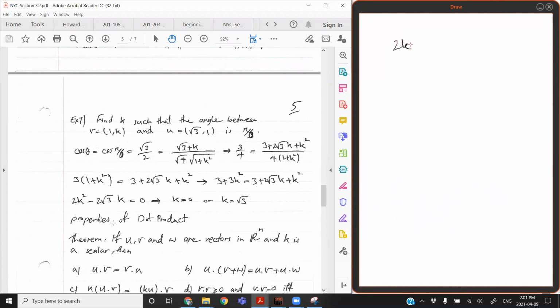So I have 2k squared minus 2 root 3 k is equal to 0. This actually doesn't need the quadratic formula because it can be done by factoring. If I just factor out k, I get k times (2k minus 2 root 3) is equal to 0. So k is either 0 or k is root 3.